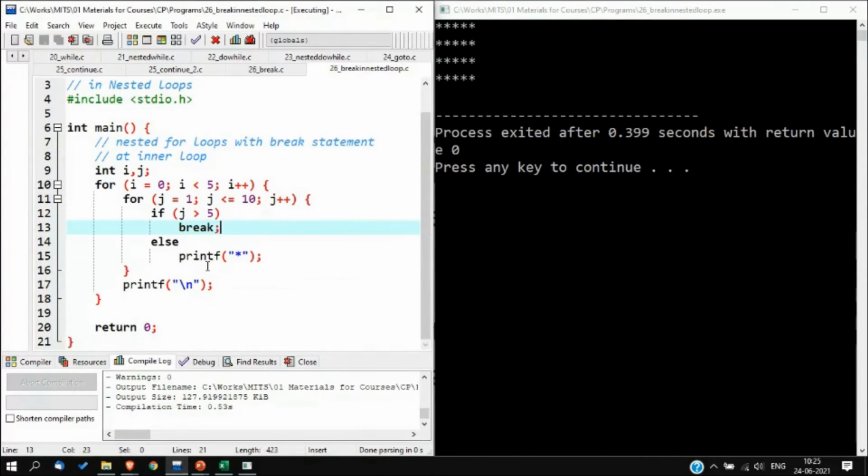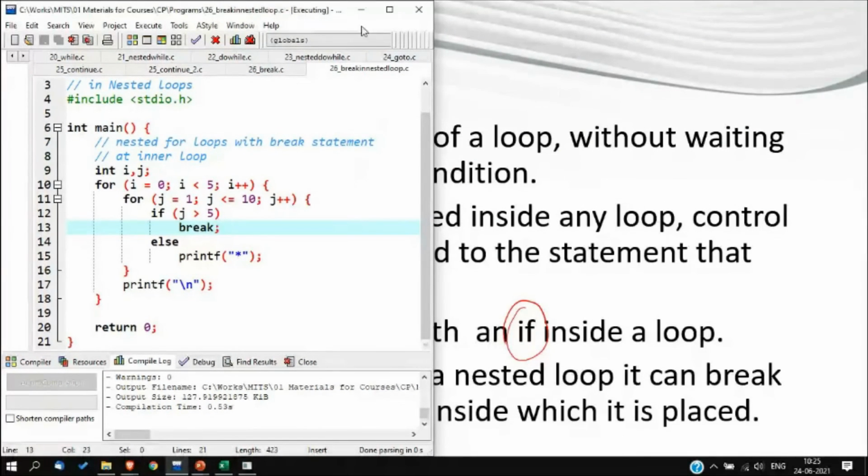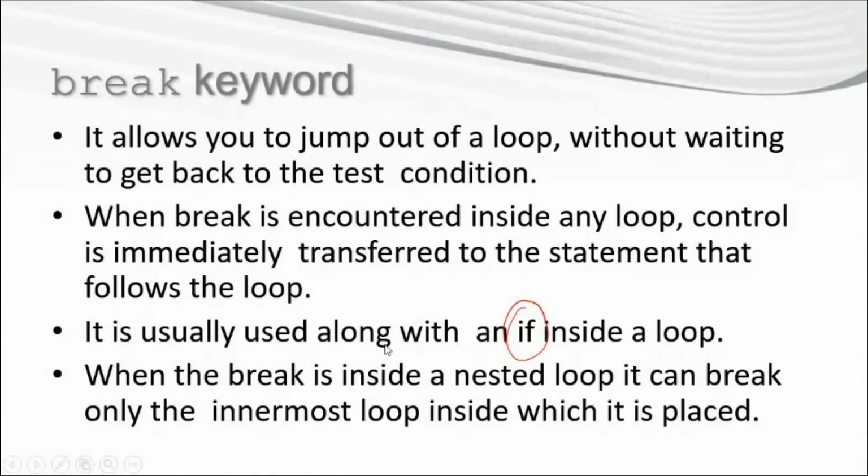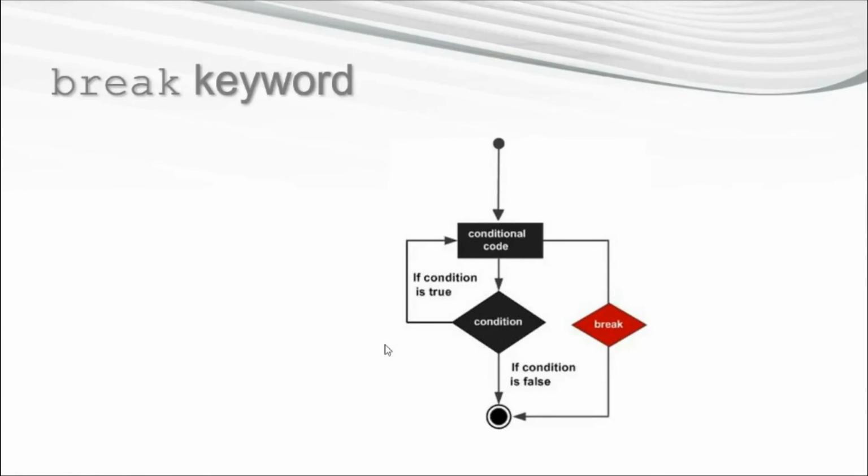So that is the break statement. Break inside a nested loop will terminate only the innermost loop. The outer loops will continue with the execution. And this is the flowchart for the break statement. Here is the conditional code, and here is the condition checking. If the condition is true, it goes here. If a break statement comes up, it doesn't check the condition. Instead, it terminates the loop. So that is the break keyword.